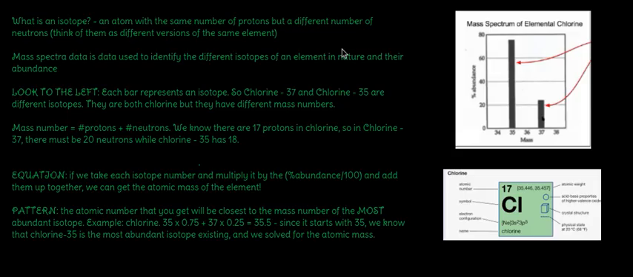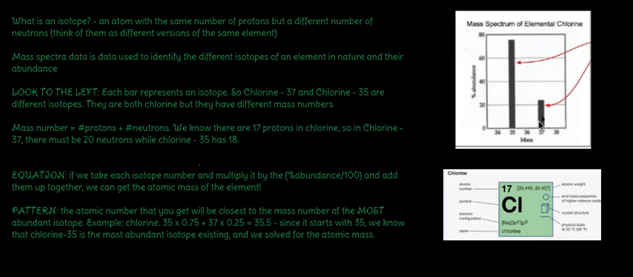one thing. So if you look to your right here, we have this mass spectrum of elemental chlorine. This just shows that chlorine, the chlorine that we know of, is made up of chlorine 35 and chlorine 37. Chlorine 35 and chlorine 37 are two different isotopes of chlorine. The only difference between chlorine 35 and chlorine 37 is that they have a different mass number.